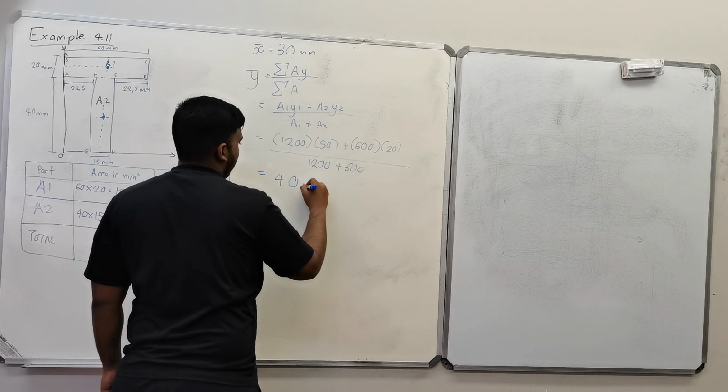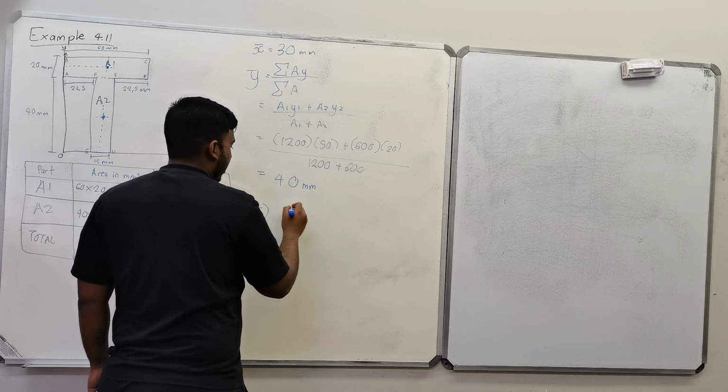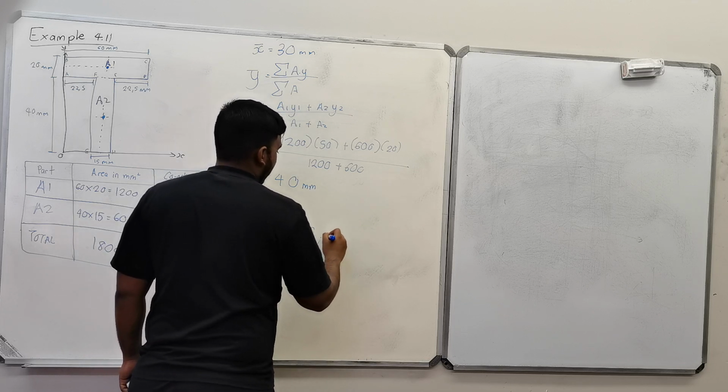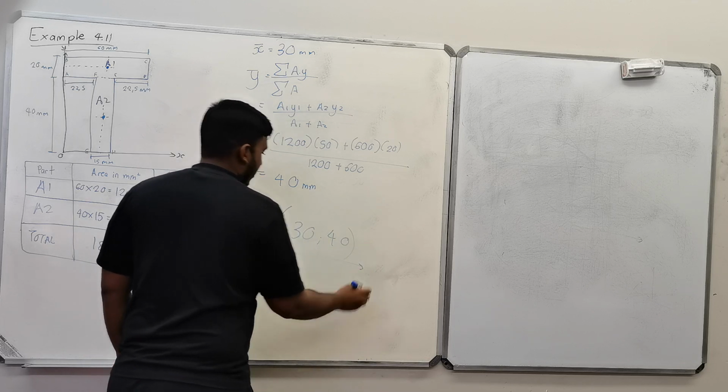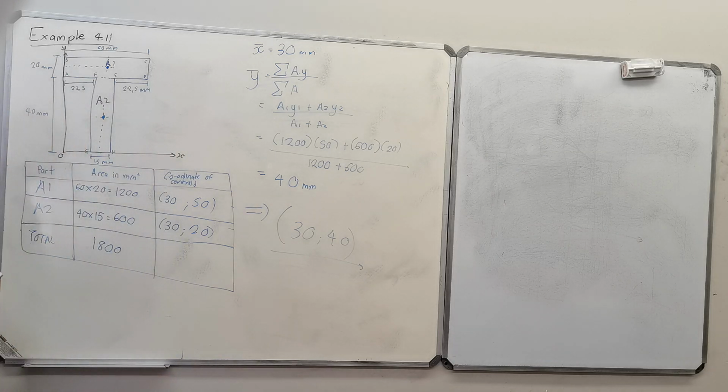40. So the coordinates of your centroid is 30, 40. You can write it in here on this table to complete the table. That's fine. I'm not going to give you a mark for it, but you can put it there.